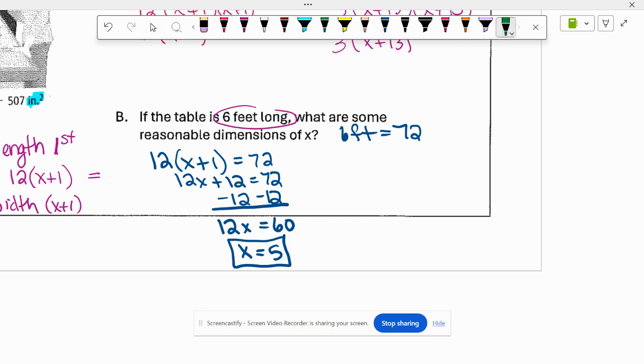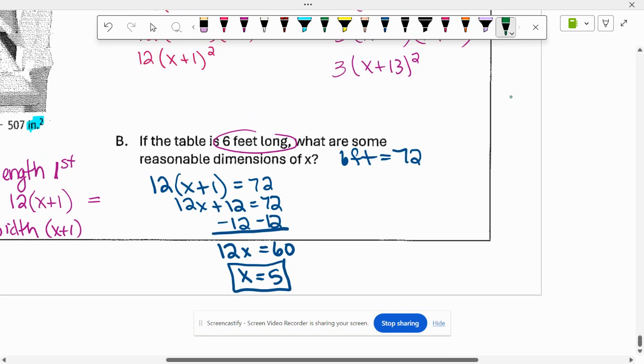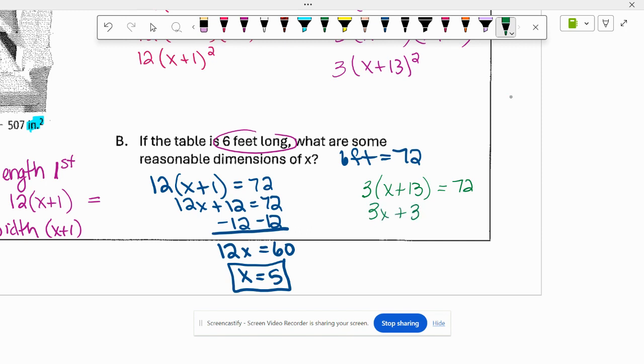So let's check the second piece. I'm going to do the second piece the same way. I'm going to say that the length is 3 times x plus 13, and that can't be any bigger than 72. So 3x plus 39 equals 72. I'm going to subtract 39 from both sides. So 3x equals 72 minus 39, which is, yes, 33. So 3x equals 33, which means x can't be any bigger than 11.